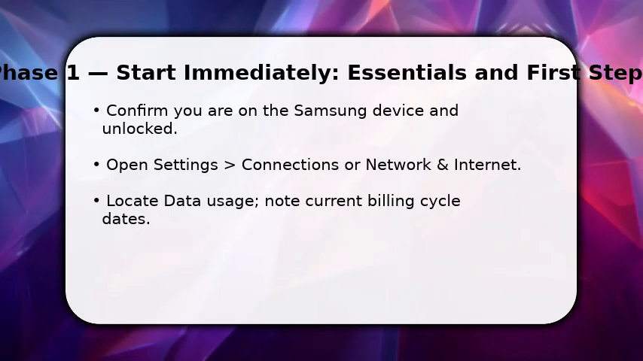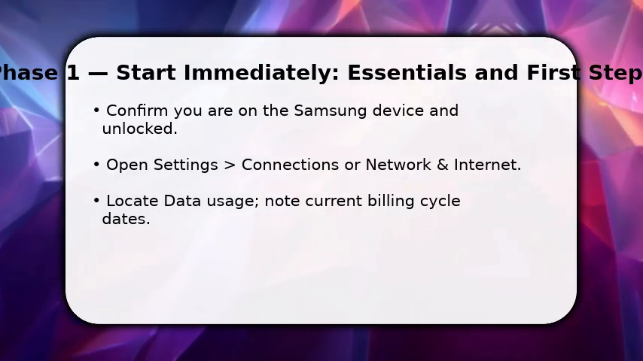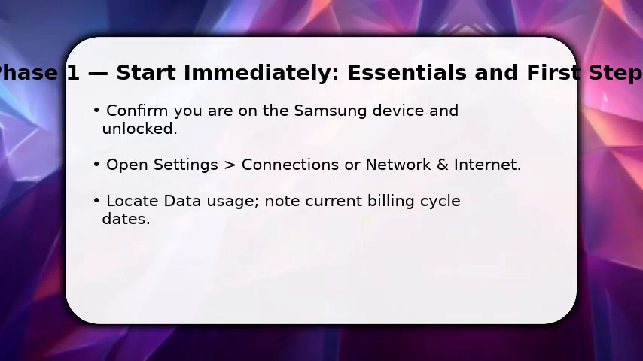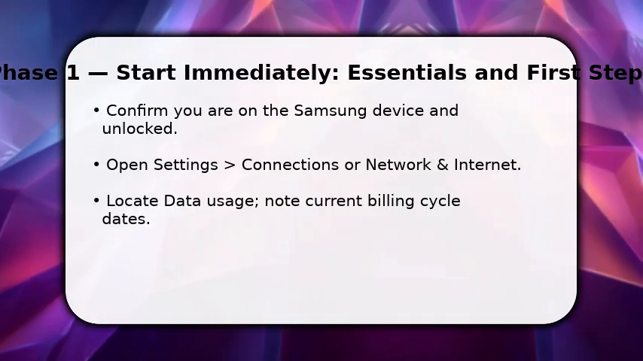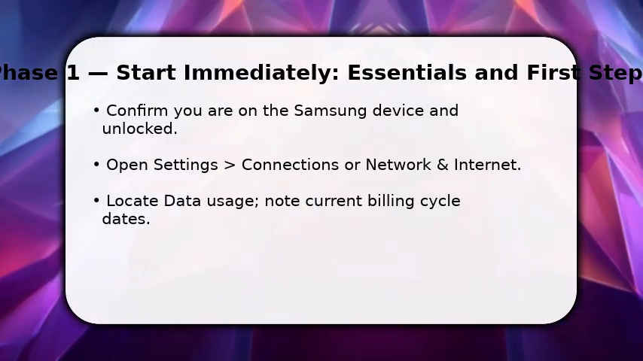You do this so you reset the right period, make sure the cycle shown matches your carrier. If it does not, change the cycle dates before proceeding, otherwise you may clear the wrong usage totals. Now you engage the middle steps.